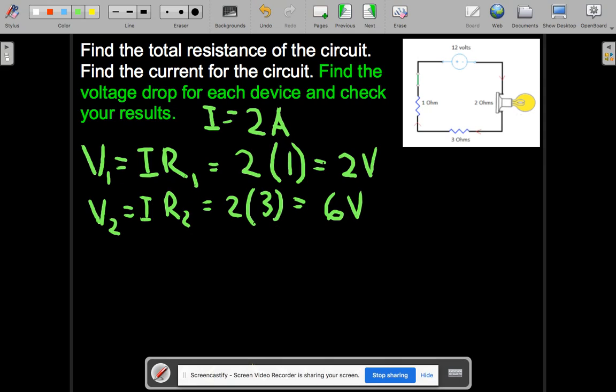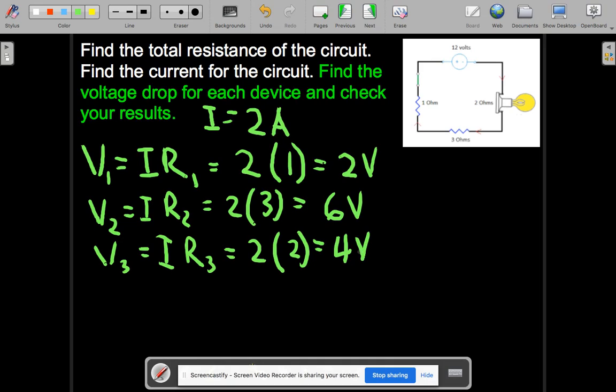And then we take our last one, V3 equals I times R3. So again, 2 amps times our R3, which is 2. And 2 times 2 gives us 4 volts.